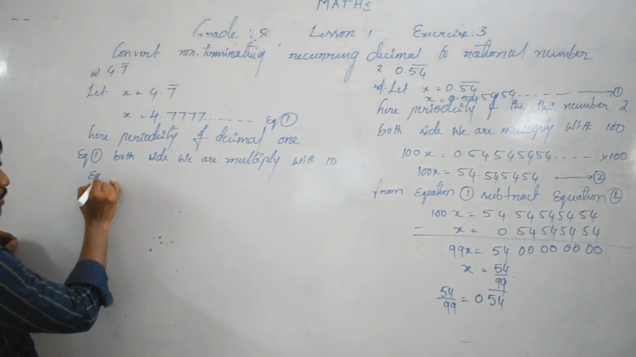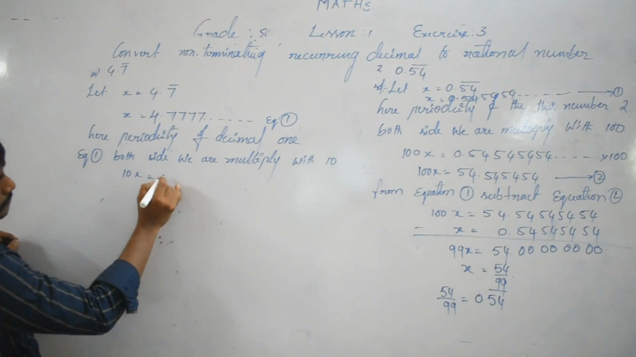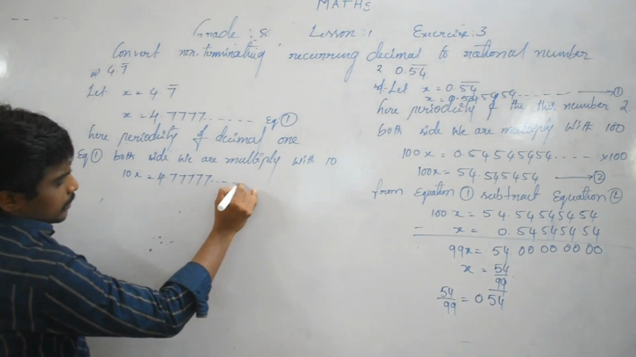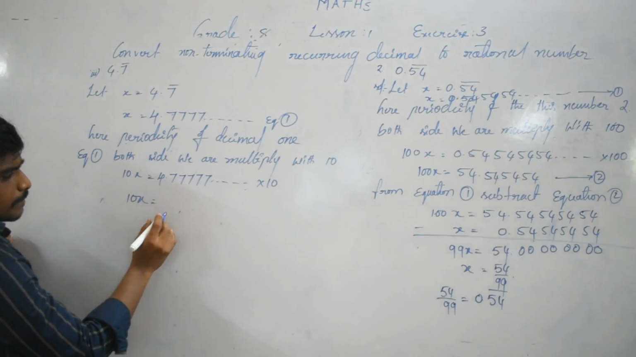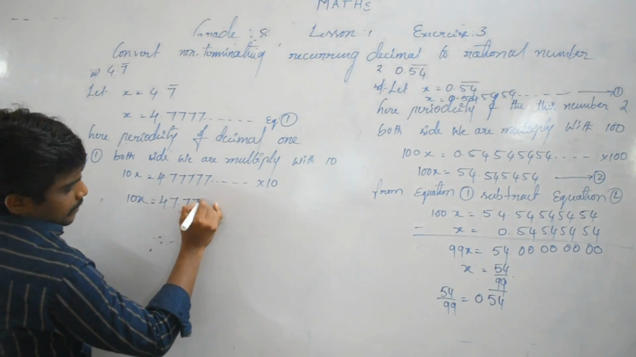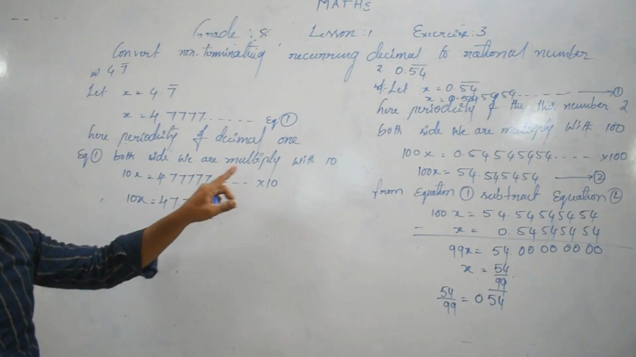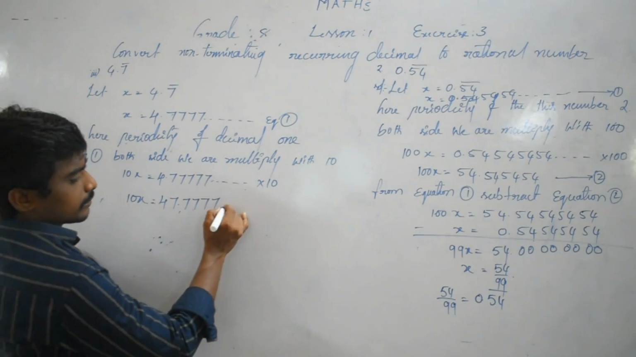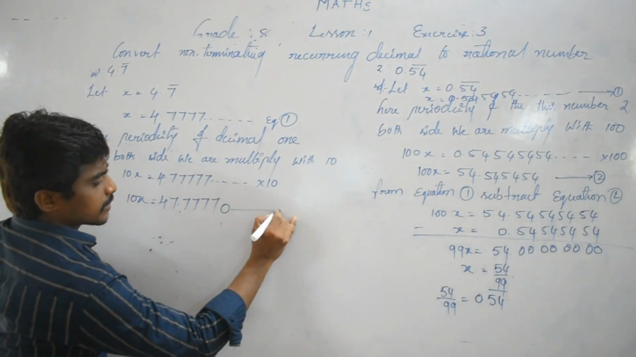So 10 into x, equals 4.7777 into 10. So 10x equals 47.777. Why? Here the point comes after 4 only, and another digit is 0 coming. So this is equation 2.